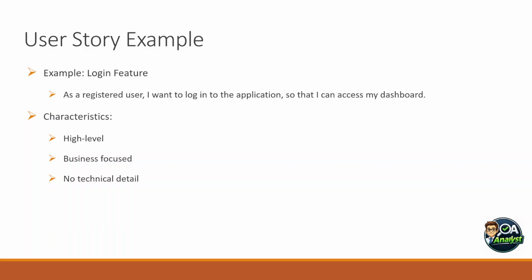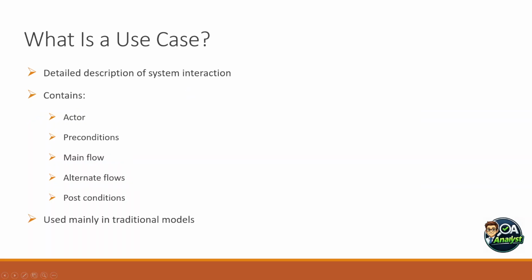Now let us understand use cases. What is a use case? A use case is a detailed description of how a user interacts with the system, including the main flow, alternate flows, error conditions, and system responses. Use cases are mostly used in traditional models like Waterfall or V model, where detailed documentation is created upfront.